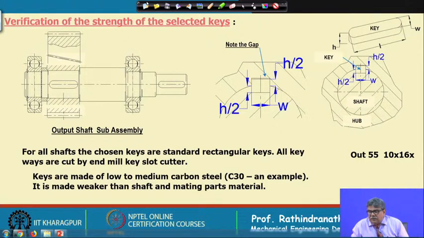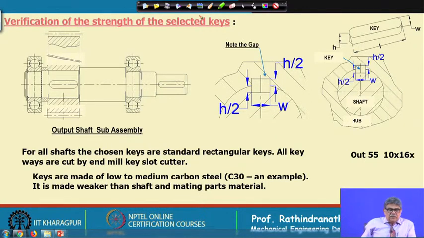Now, another point I would like to mention: for all shafts the chosen keys are standard rectangular keys. These are called rectangular keys, also called parallel keys. All keyways are cut by an end mill key slot cutter. Here we have used an end mill cutter. At this portion, of course, we could have used the side and face cutter also, but still it is better to cut this keyway also with the help of the end mill cutter.